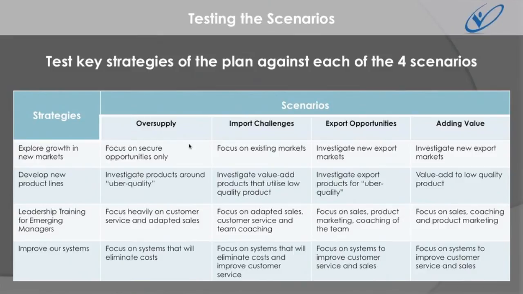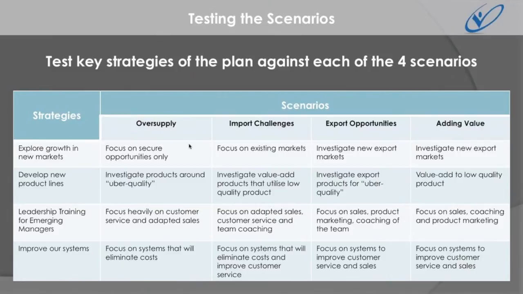Any of you who have read the book, The Challenger Sale, will understand adapted sales. Adapted sales is very much about thinking through your process and being far more adaptable in your sales process. But I'll leave it for you to read the book. And the last one is to focus on systems that will eliminate our costs. If we're in a highly pressurized environment with lots of downward pressure on price, we really need to focus on those systems that eliminate our costs.